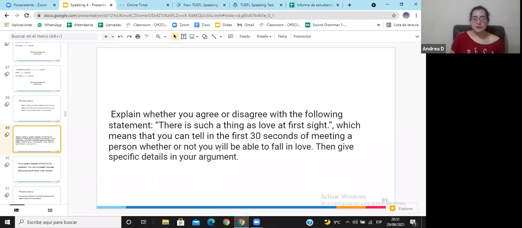So the following one is agree or disagree again. There is such a thing as love at first sight, which means that you can tell in the first 30 seconds of meeting a person whether or not you will be able to fall in love. Let's see. Okay, so you may go ahead now.